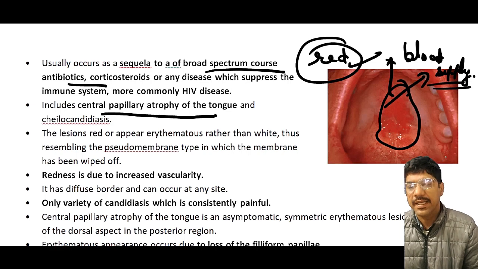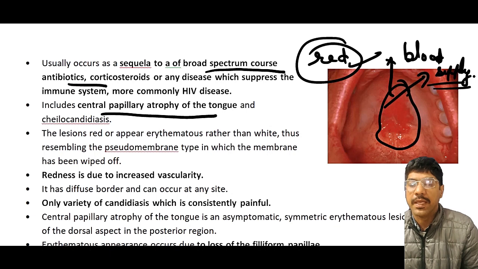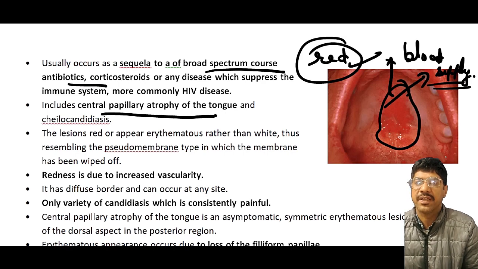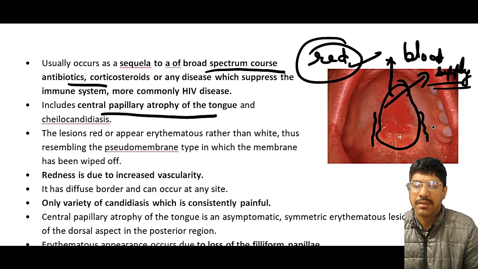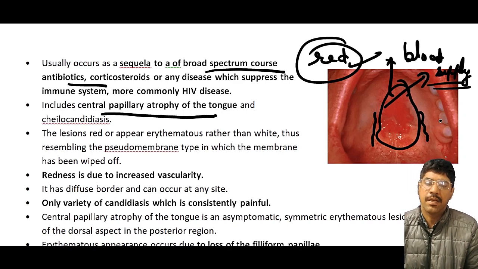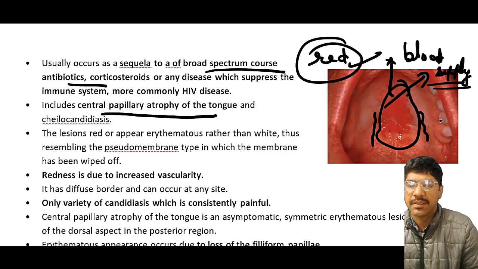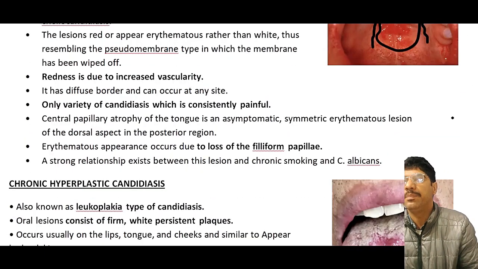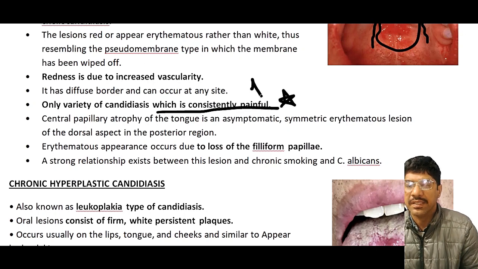Doctors can tell the difference between this and another condition known as leukoplakia, because erythematous candidiasis has softer edges. The edges are softer here and not clearly defined. Also, unlike the other types of candidiasis, remember this one is consistently painful. That is important for your entrance exam.